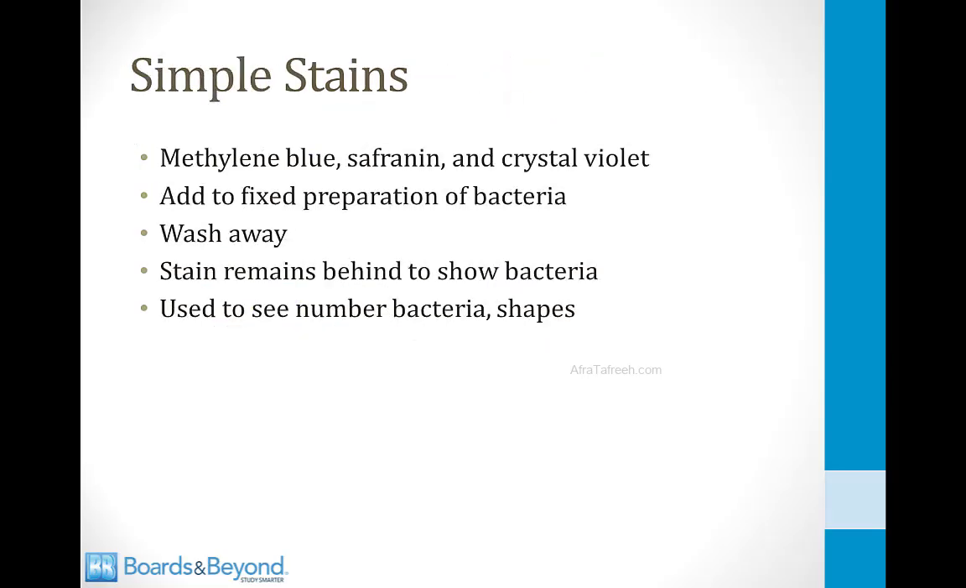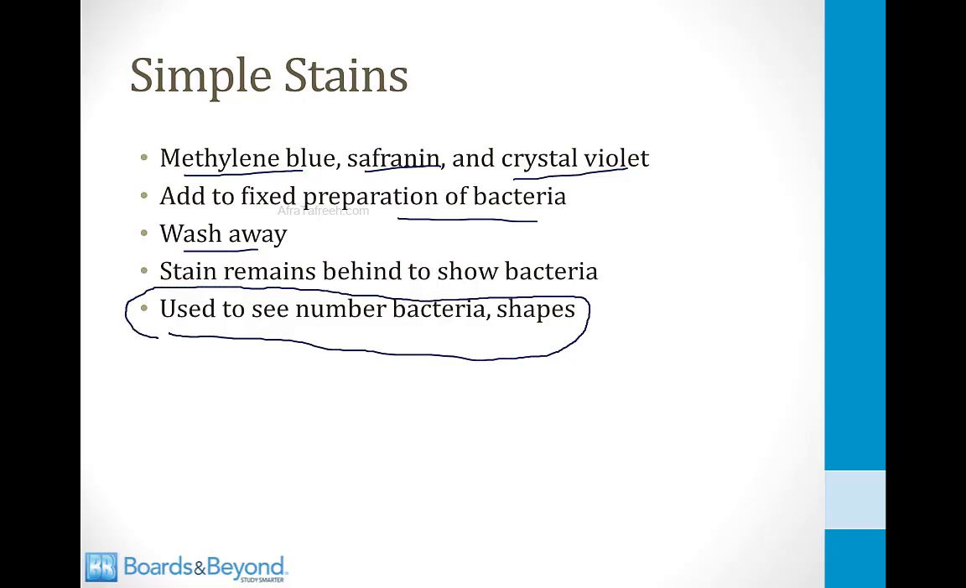So before I mention specific stains, you should know that there are a lot of simple stains that we use just to see bacteria under the microscope. Over 100 years ago, when people figured out that bacteria cause disease, they had trouble seeing them under the microscope. So these stains were developed which stain basically all bugs the same. And these are things like methylene blue, safranin, and crystal violet. You add them to a fixed preparation of bacteria and then wash it away, and the stain remains behind. These are non-specific, but they allow the bacteria and the bacterial shapes to be easier to see.